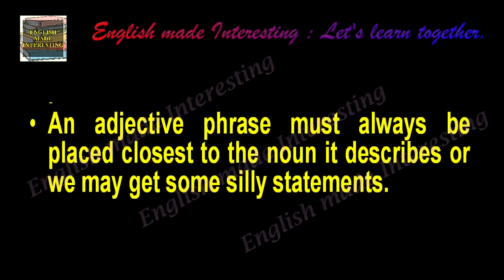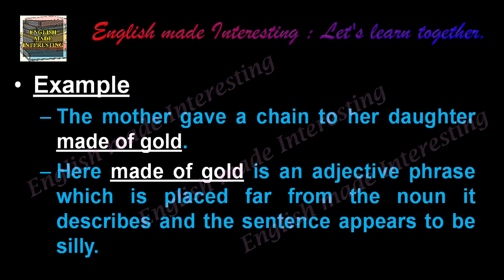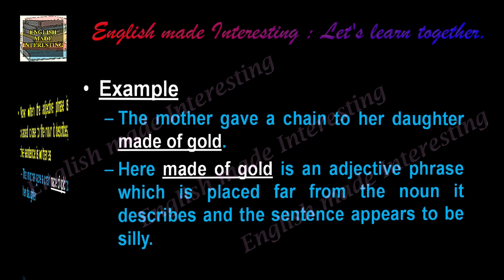An adjective phrase must always be placed closest to the noun it describes, or we may get some silly statements. Now look at the example. The mother gave a chain to her daughter made of gold. Here, made of gold is an adjective phrase which is placed far from the noun it describes. And the sentence appears to be silly because you may be confused. What is made of gold? Is it the chain or the daughter?